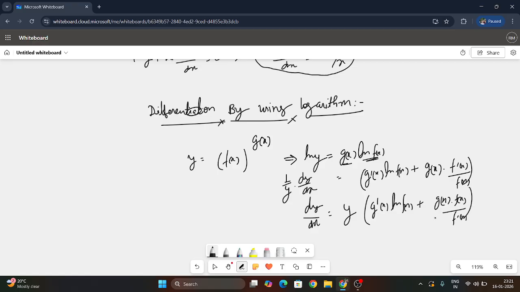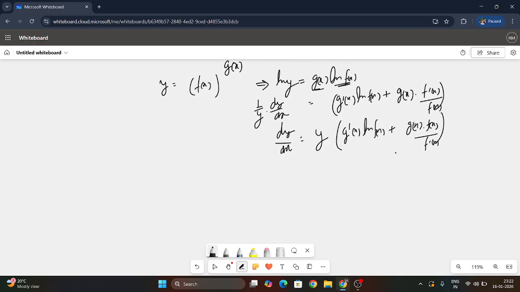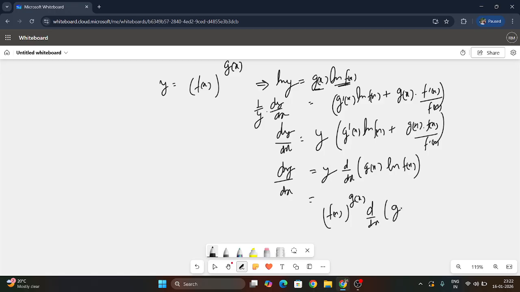Okay. So I suggest that you should not remember this in your mind, but keep one thing in your mind. You can remember it like this: y times d/dx of g(x) log f(x). Okay. So this is going to be comparatively better for you, so please keep this in your mind. So dy by dx is going to be f(x) to the power g(x) times d/dx of g(x) log f(x). Okay. So please keep these things in your mind. And if you have these things in your mind, it's going to be good for you.